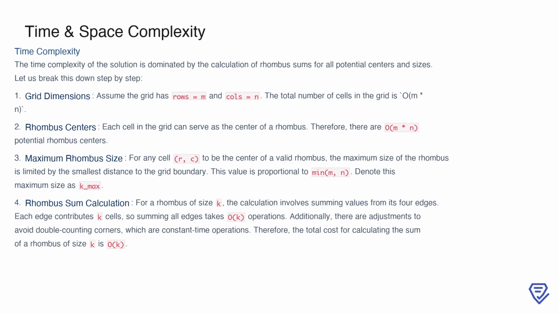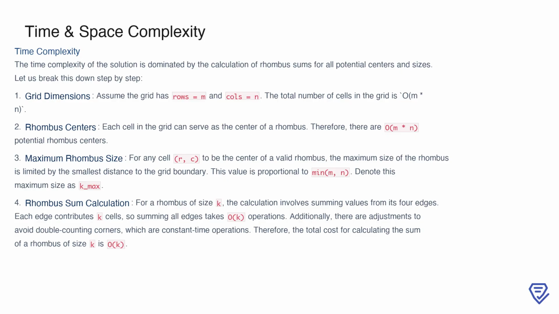The time complexity of solving this problem largely depends on how we calculate the rhombus sums for all possible centers and sizes. Let's break this down step by step. First, the grid has dimensions of m rows and n columns, so the total number of cells in the grid is proportional to m*n. Each of these cells can act as the center of a rhombus, meaning there are m*n potential rhombus centers. Now, for any given cell to be a valid rhombus center, the rhombus size is limited by the smallest distance to the grid boundary.